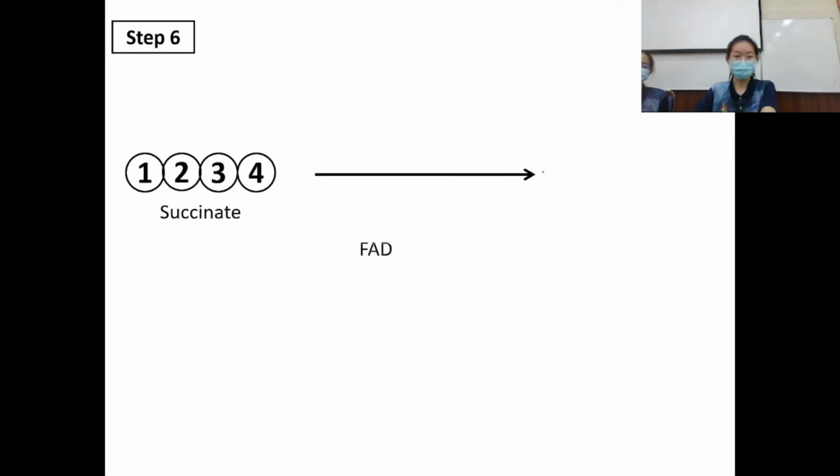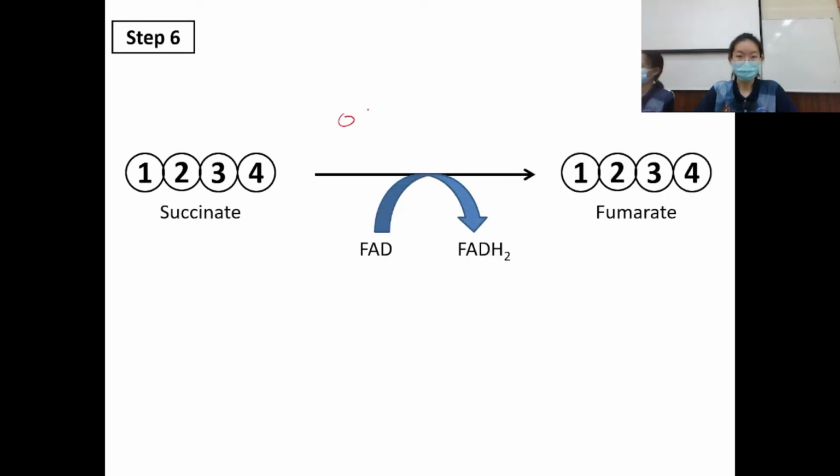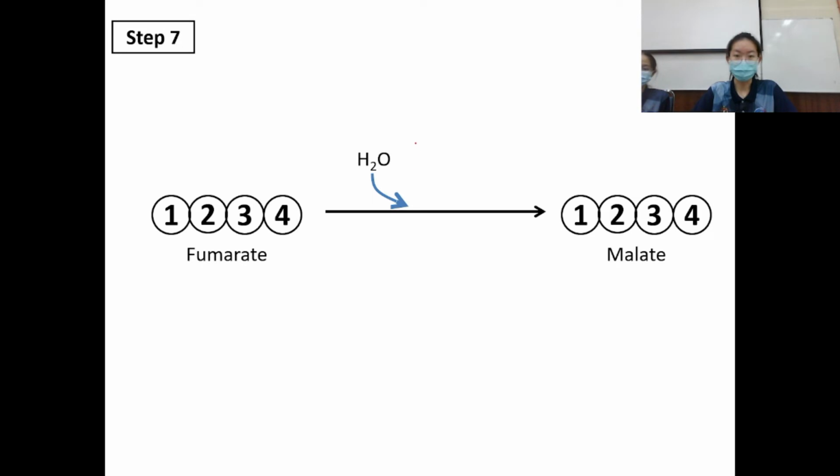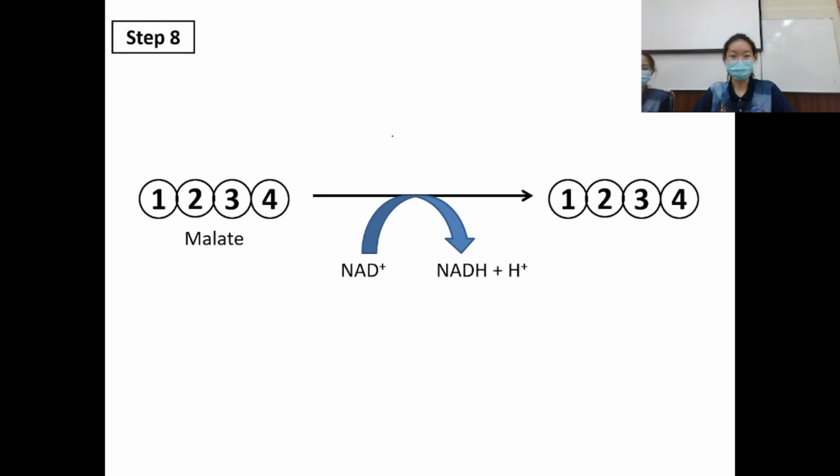And in the next step, the succinate undergoes oxidation. The 2 hydrogen ions are released, and the hydrogen ions are accepted by the FAD to produce FADH2, and succinate turns into fumarate. Then the fumarate accepts a water molecule and it turns to malate. After that, malate undergoes oxidation because it releases 2 hydrogen ions. And the hydrogen ions are accepted by the NAD+ and it produces NADH and H+. And then the final product of the Krebs cycle is called oxaloacetate.